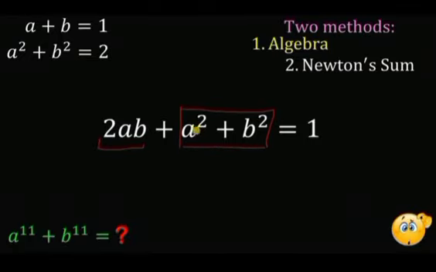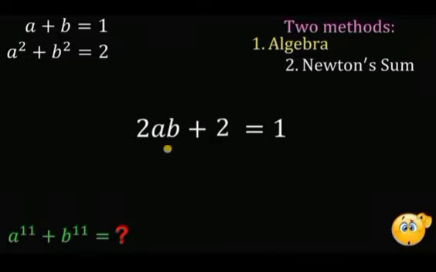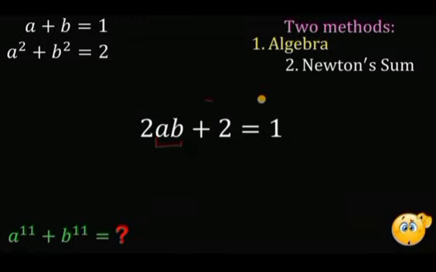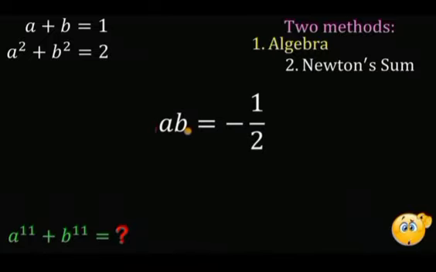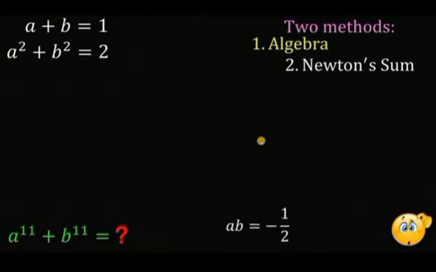Now, why do we do that? Because we know the value of a squared plus b squared. This is also given, and this is just 2. So we can replace a squared plus b squared with 2. Now, let's solve for the value of a times b. So let's subtract 2 on both sides, and if we do that, we get 2ab equals 1 minus 2, and 1 minus 2, this is just negative 1. Now, divide both sides by 2, we get that the product of a and b must be equal to negative 1/2. Now, this is very important in our solution.